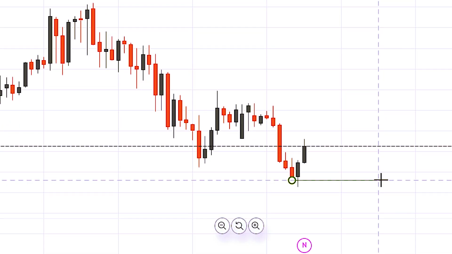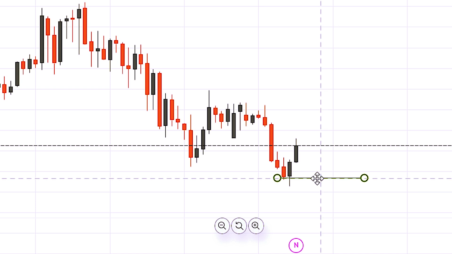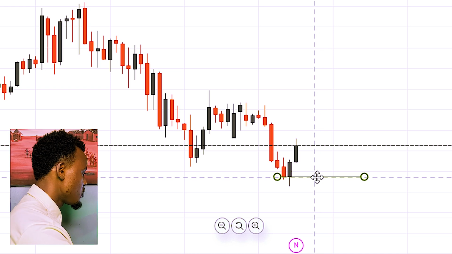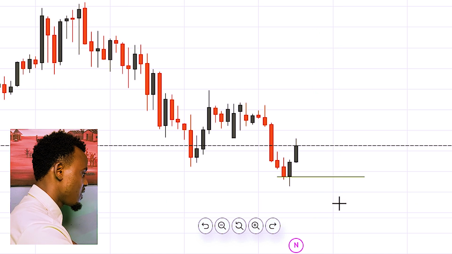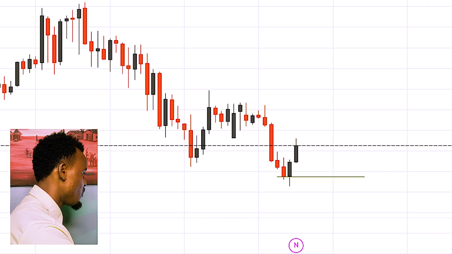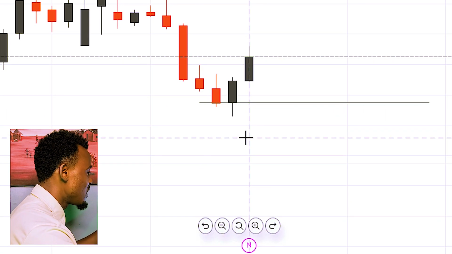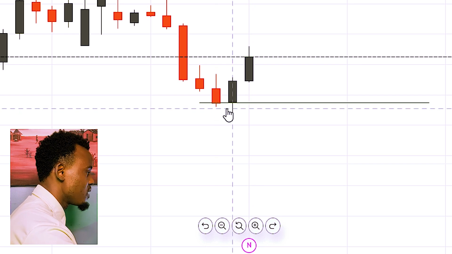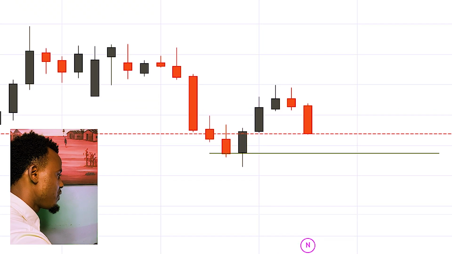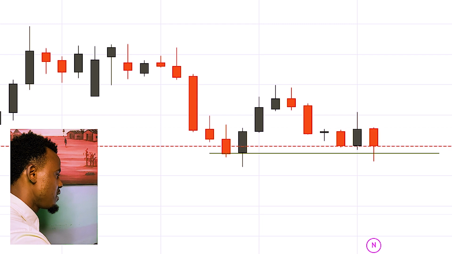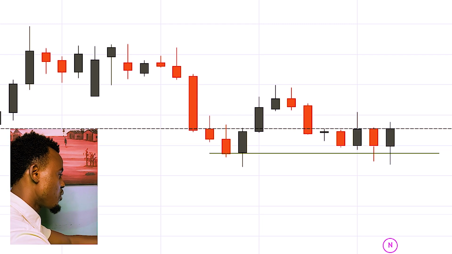And if you're drawing your line, don't draw it on the wick, draw it on the body. Am I understood? Basically on the neck. Let me open it wide so you can see it very clear. Draw it on the neck. In case it's coming back, it will possibly respect that particular zone, not the wick. Let me play and see what we have there. So as you can see, respecting that particular zone but not the wick.